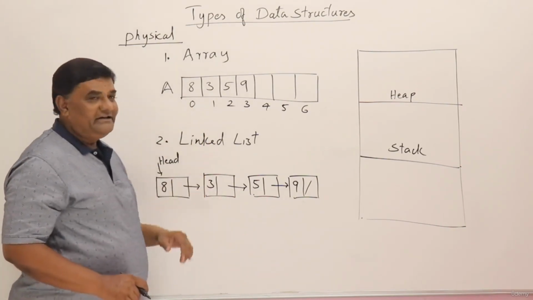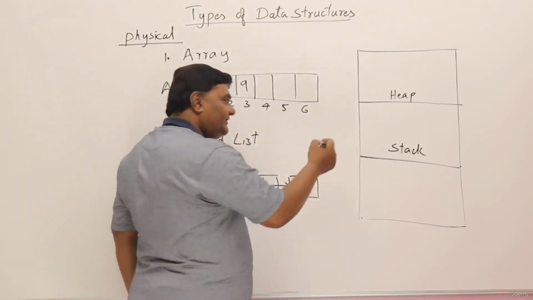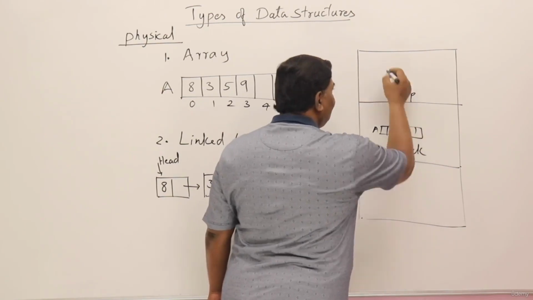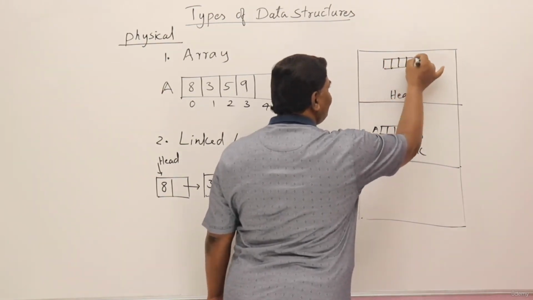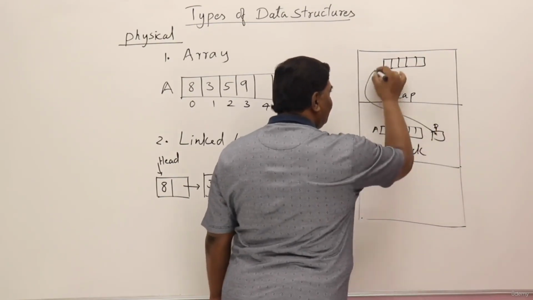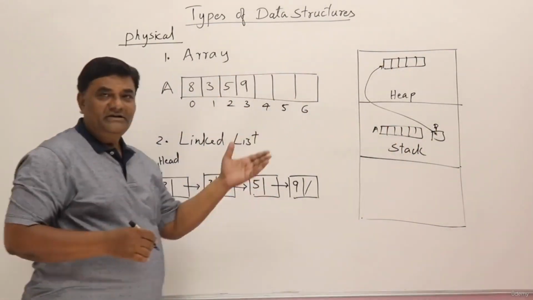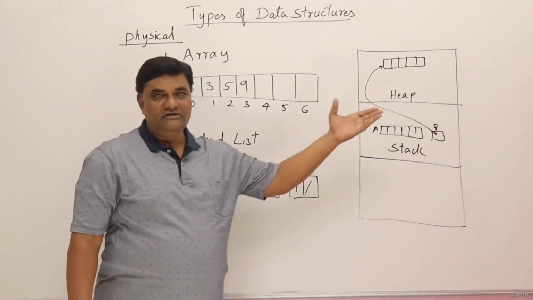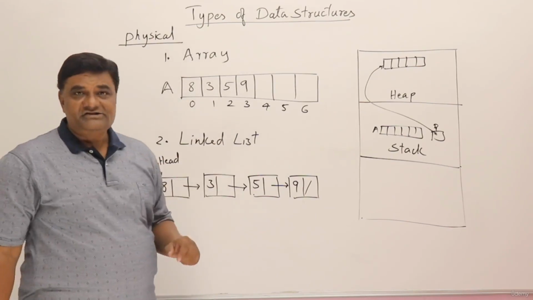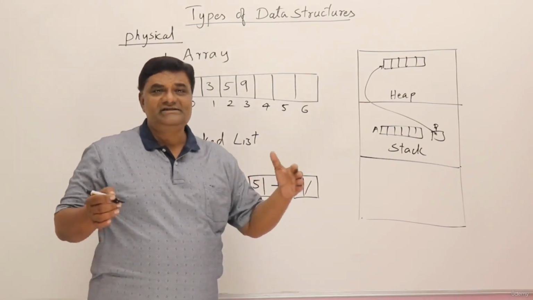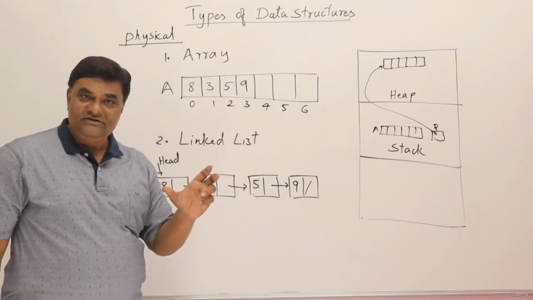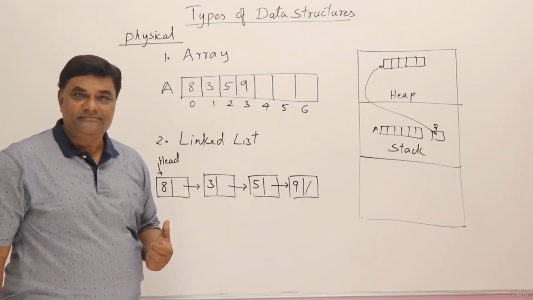Where can this array be created? An array can be created either inside stack or it can be created inside heap. We can have a pointer pointing to this array. So array can be created either inside stack or inside heap. Anywhere it can be created. When to use this data structure? When you are sure what is the maximum number of elements that you are going to store. If you know the length of the list, then you can go for array.